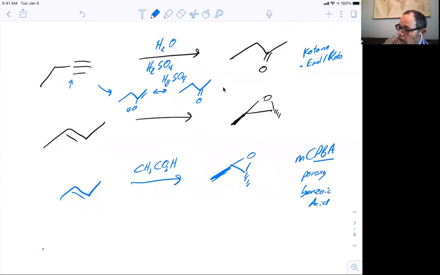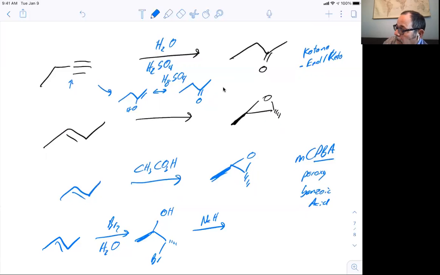But we could have also done this by doing the halohydrin. Oh, wait, it's going to give me the wrong isomer. And then followed that by sodium hydride, just a quantitative base. All right. Okay.